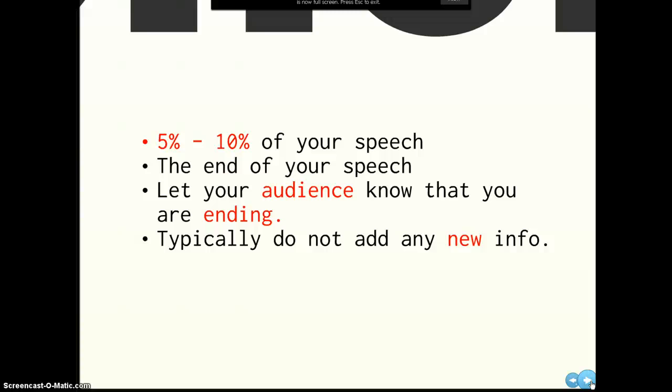You can say things like "in conclusion," "finally," "to wrap up," "to sum up." I know some of your English teachers don't like that, but for the sake of this class, that works fine. And typically, you don't want to add new information during the conclusion. You simply want to wrap up what you've had previously.